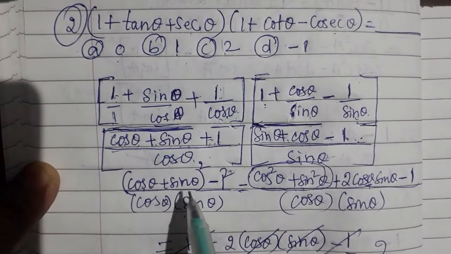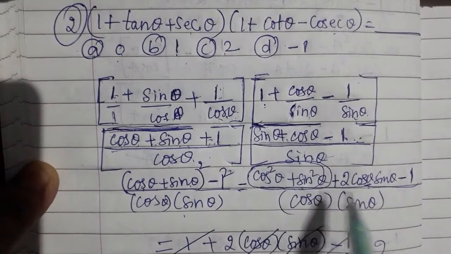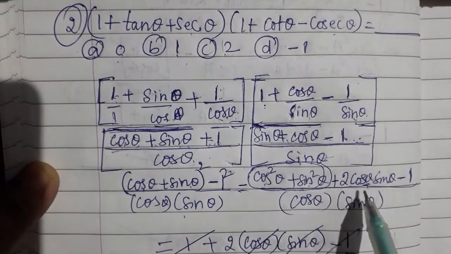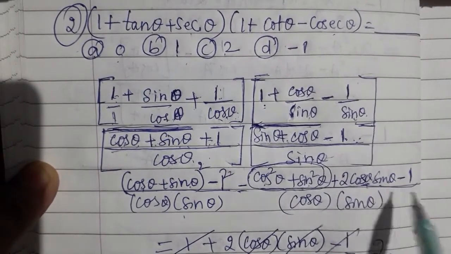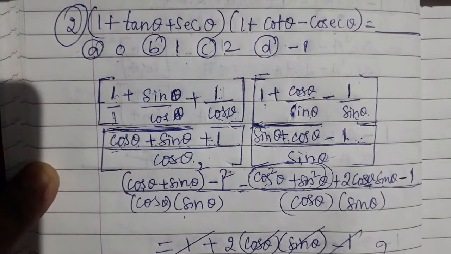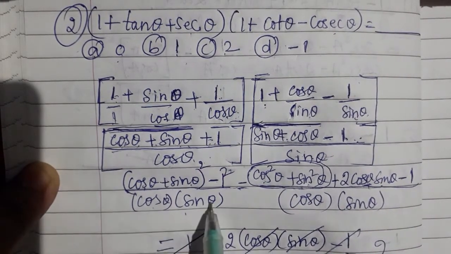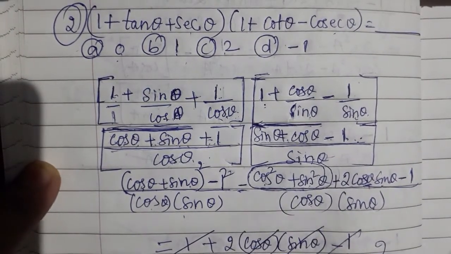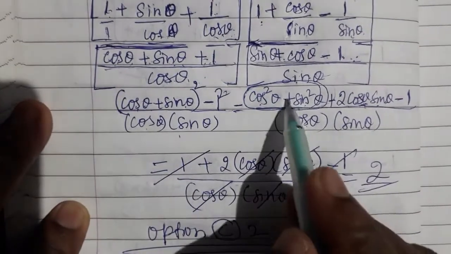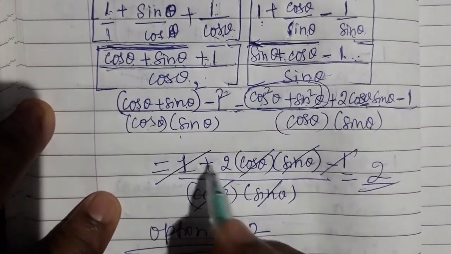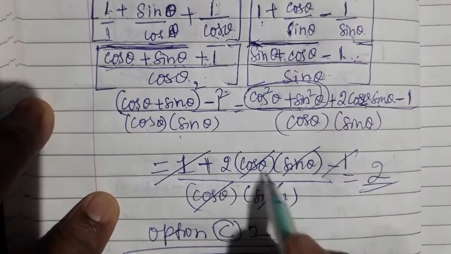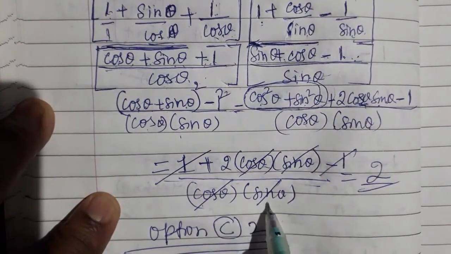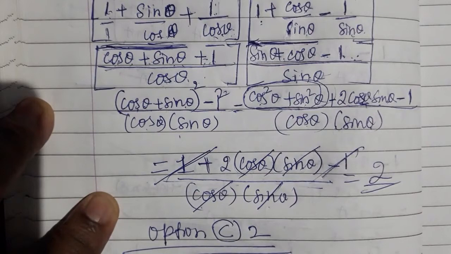Now in place of cos theta plus sin theta whole square I can use the A square plus B square plus 2AB formula. So cos square theta plus sin square theta plus 2 into cos theta into sin theta, this minus 1 you write as it is. Now in the denominator nothing will change. Cos theta into sin theta will be written as it is. Now we know that cos square theta plus sin square theta is nothing but 1. So in place of it I will write 1 plus 2 into cos theta into sin theta minus 1, divided by the denominator as it is, cos theta into sin theta. Now you can notice plus 1 minus 1 will get cancelled.